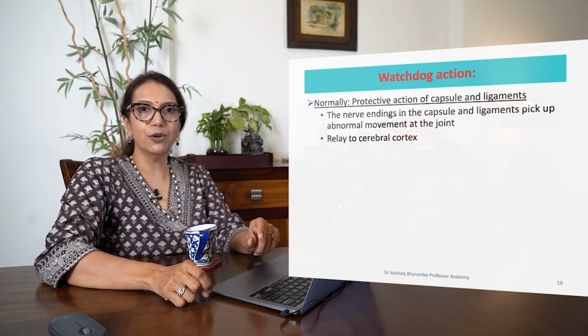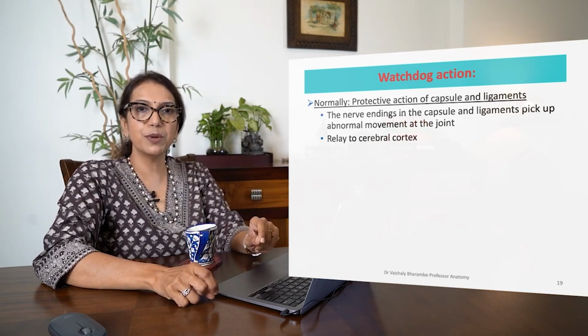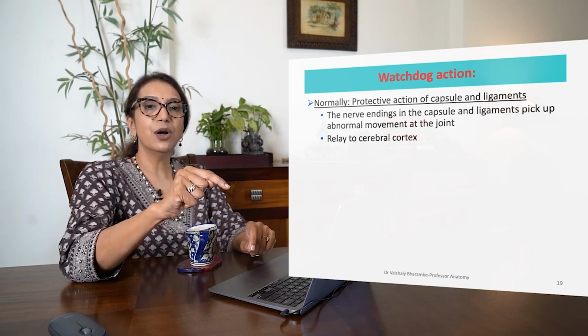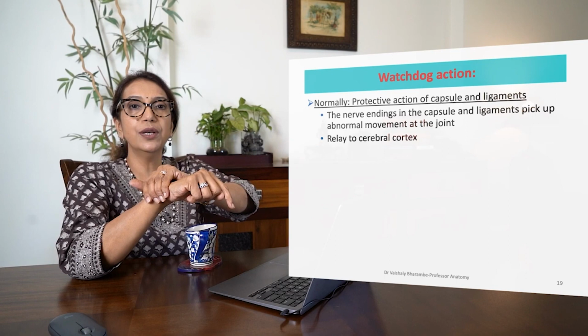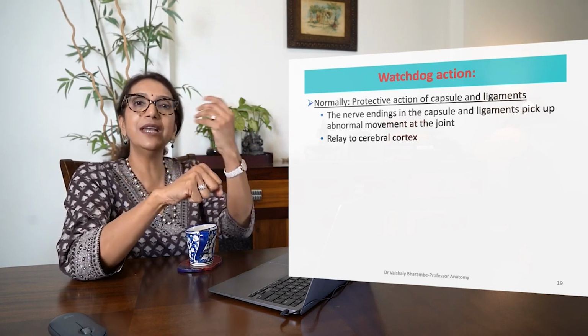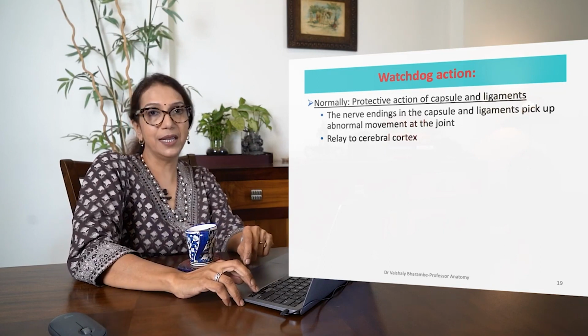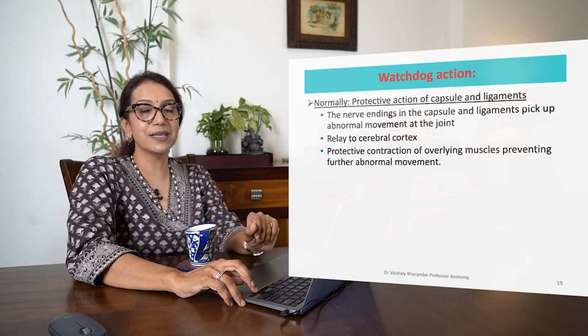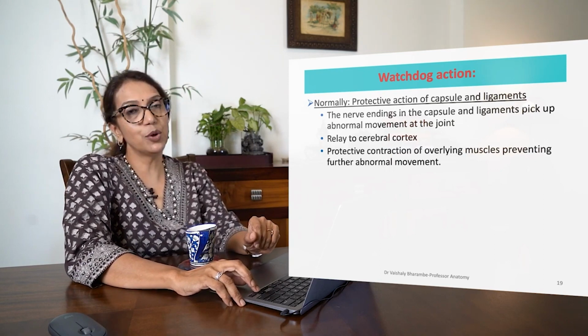Cortex says, no, this is not the way this joint is supposed to be moved. What does it do? It gives rise to instructions to muscles that are covering the joint to contract. And these muscles now contract, preventing further movement, protecting the joint. Protective contraction of overlying muscles, preventing further abnormal movement.